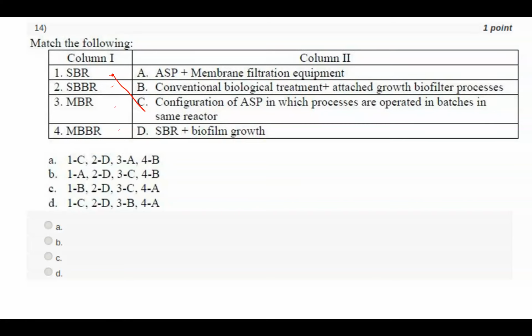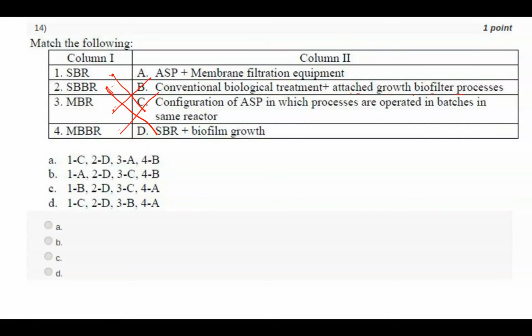SBR is the configuration of ASP in which processes are operated in batches in the same reactor. Then SBBR, here biofilm is added. It means B, right? Yes, biofilm. Then MBR, yes, A: activated sludge process plus membrane filtration equipment. Then MBBR, the remaining one is B: conventional biological treatment plus attached growth or biofilter processes.